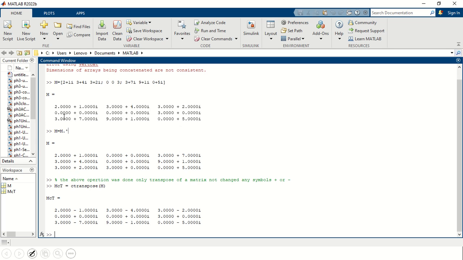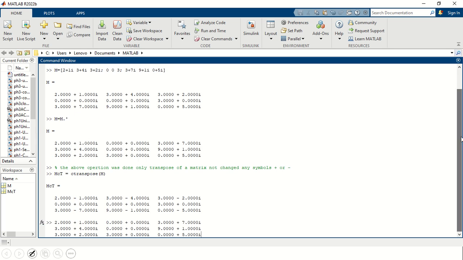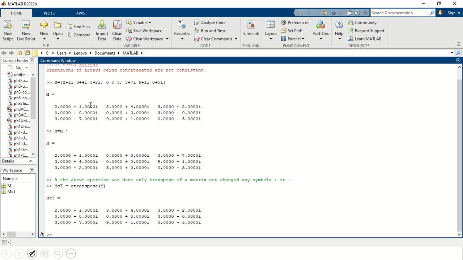Okay, so this is the same. The row elements will become column elements, and column elements will become row elements here, right? See, row elements become column elements. This is a transpose. What is a complex conjugate? What happens here? This is a complex conjugate value. Why did this come? The values are the same, but the signs are changed.